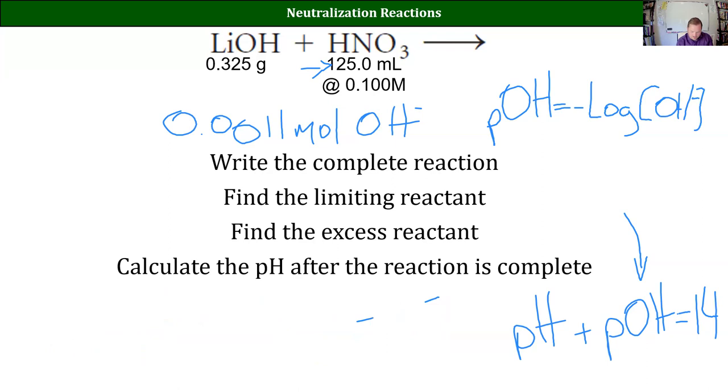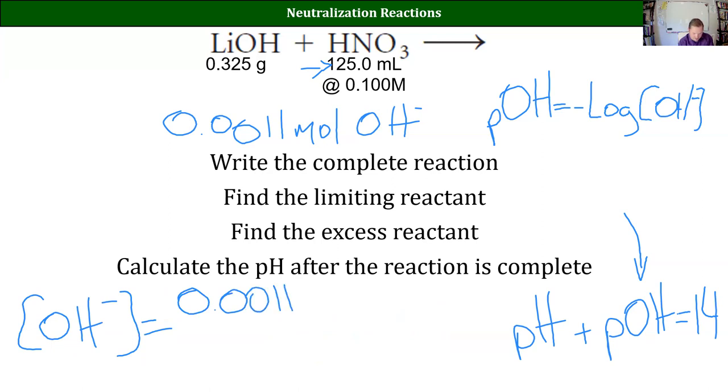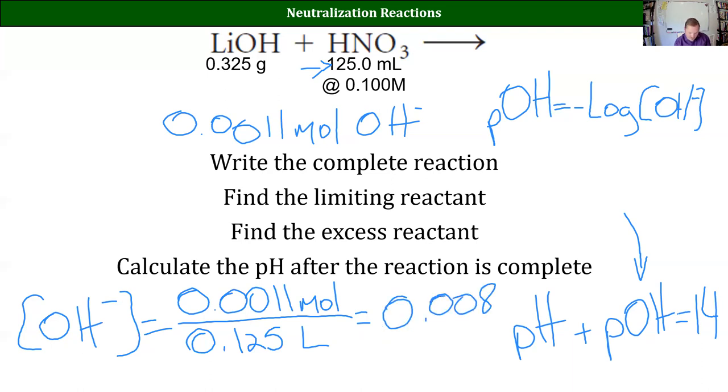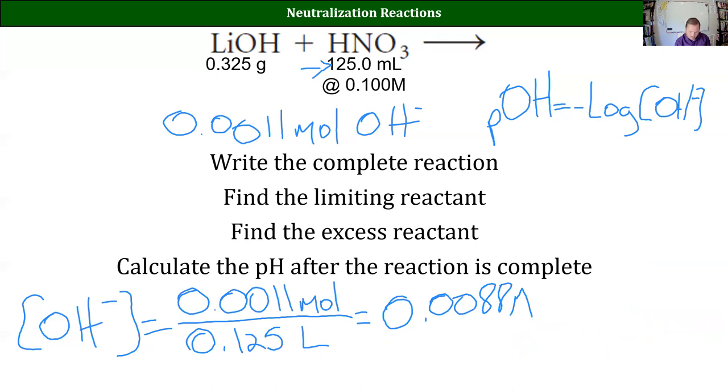So our concentration of hydroxide is just going to be 1 mole of hydroxide left divided by the volume in liters. We get 0.0088 moles per liter. Now that's everything we need to find pOH. So pOH is the negative log of 0.0088.